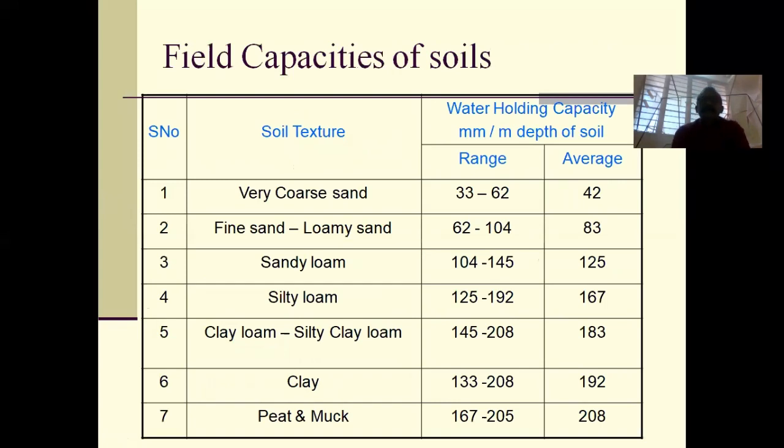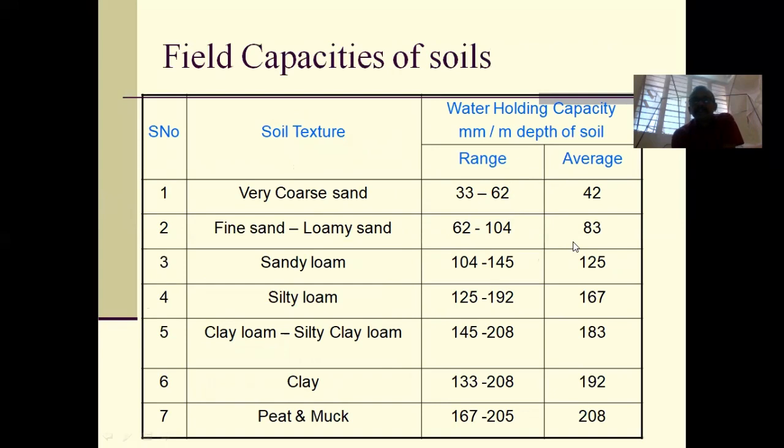And when we are irrigating with a sprinkler irrigation system, we need to limit the depth of water applied in each time of irrigation. So for which the knowledge on field capacities of soils is important. For different soils, field capacities are given. For very coarse sand, the range is between 33 mm to 62 mm per meter depth of soil. On average, it is 42. Like that, for all the crops, for all the soils, the range of field capacities are given.